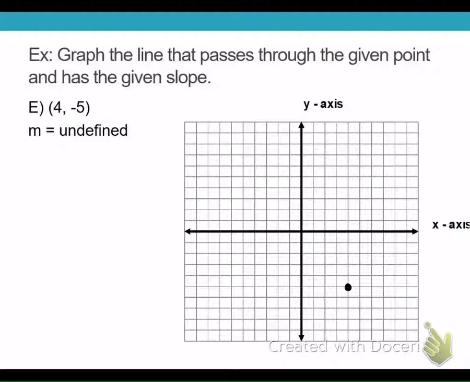Now what? Nothing. It's a vertical. This is a vertical line. To get undefined, that's when you're dividing by a 0. So in this case, you're not running at all, but you can rise as much as you want.